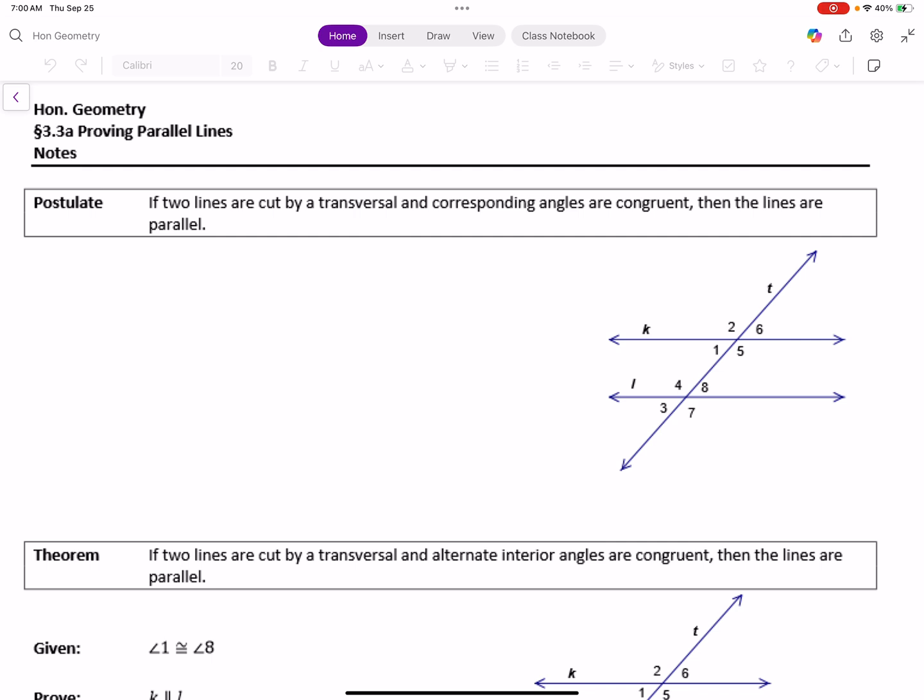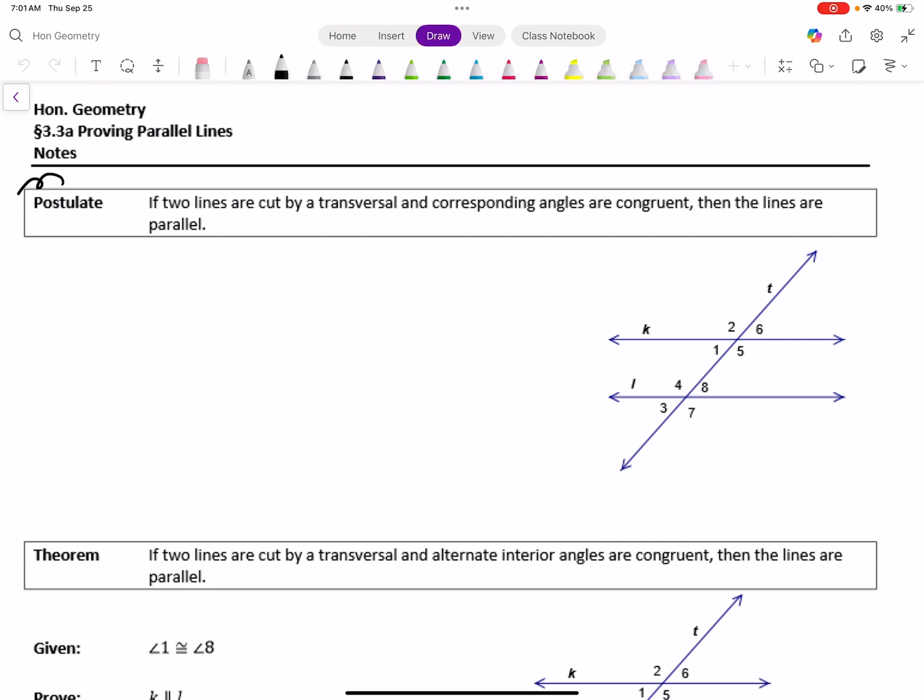Okay, so what we did before was we said if two parallel lines are cut by a transversal, then the corresponding angles are congruent. So this is going the other way. Instead of you proving things about the angles, you know things about the angles and you're going to use that to prove that the lines are parallel. So again, postulates don't have to be proved, we just accept them because they're acceptable, I guess is the right word.